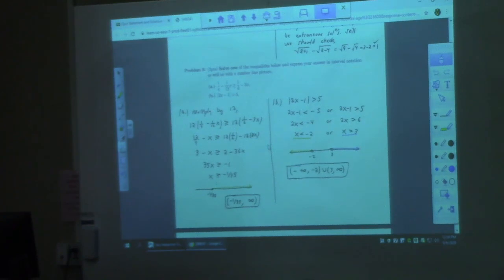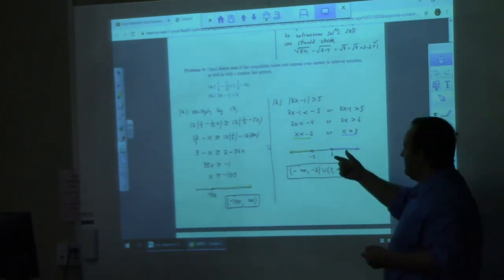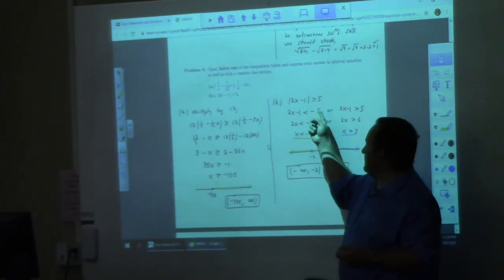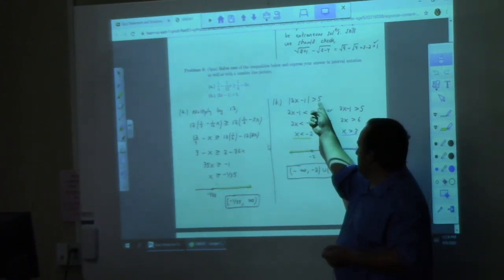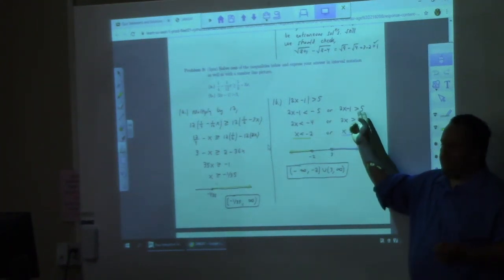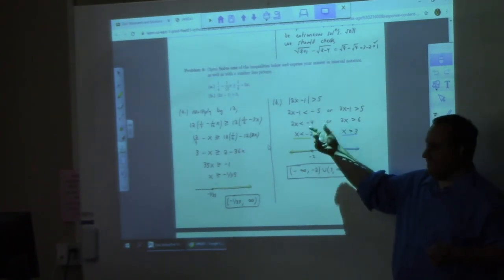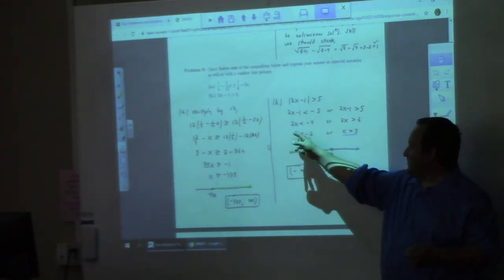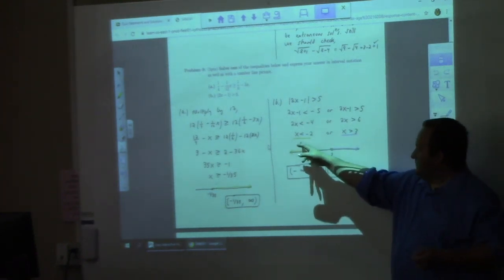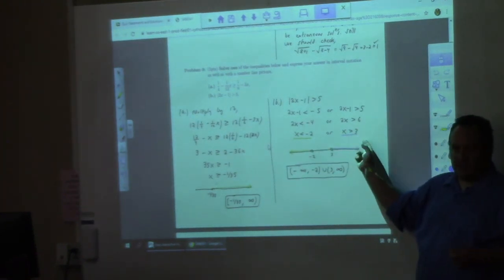There are two cases, right? There's two disjoint cases. The one is that the quantity can be less than minus whatever we have as the bound below, or the quantity can be greater than the bound below, greater than the 5. So we have to solve these two guys separately. They work out for this problem: 2x less than minus 4, 2x greater than 6. Divide by 2, we get x less than minus 2 or x greater than 3.